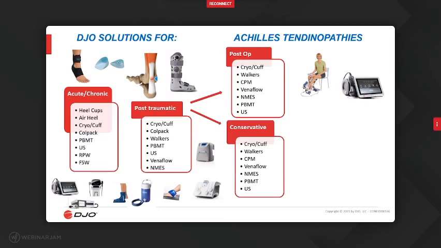NMES strengthening programs can be commenced once the patient begins partially weight bearing. However, on those muscles not directly affected, but still need to be maintained for good function, for example, the quadriceps, hamstrings, abductors, adductors, gluteal muscles, then NMES can be started as soon as tolerated by the patient.